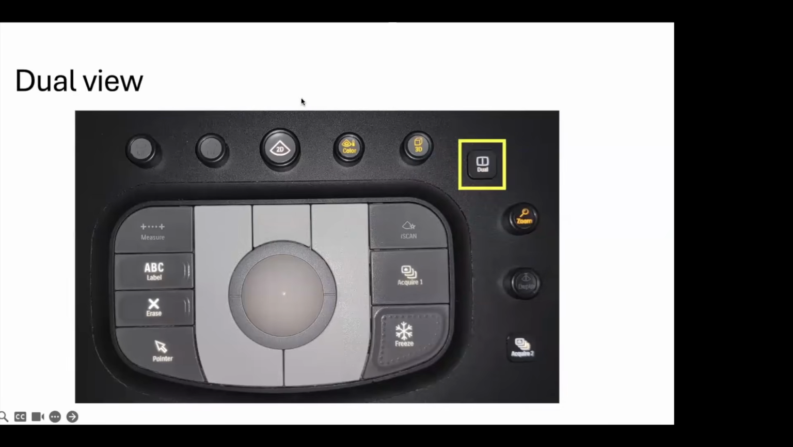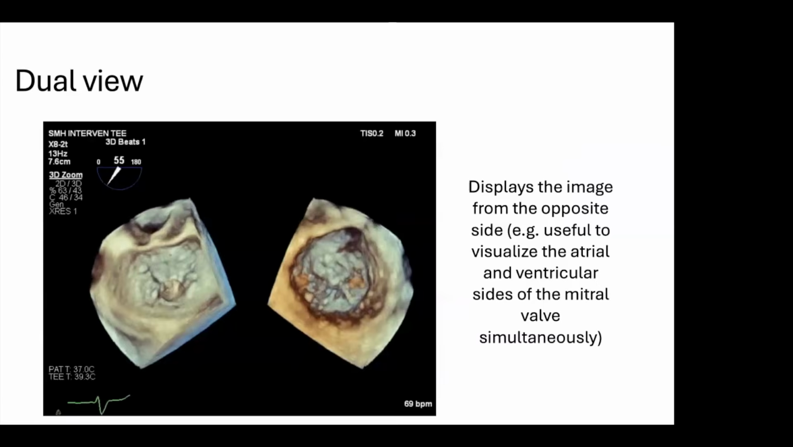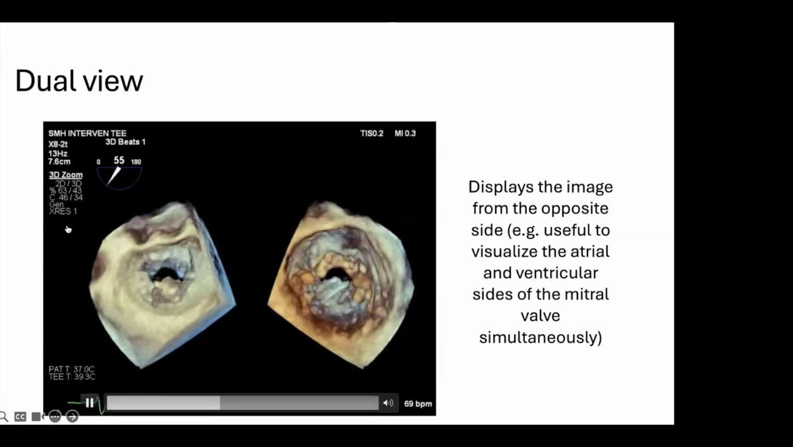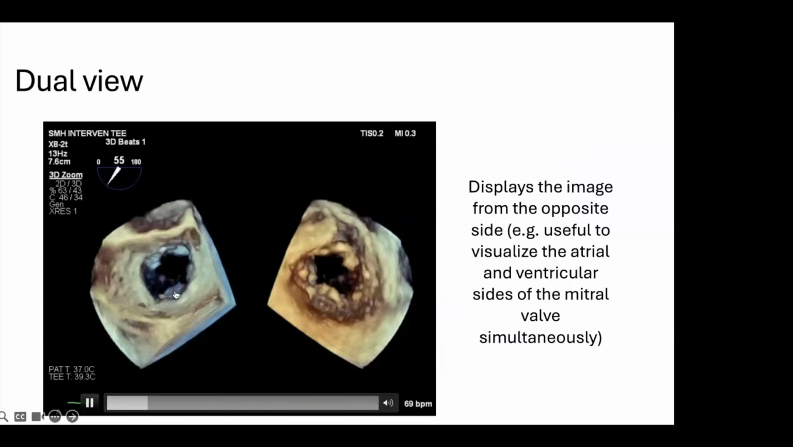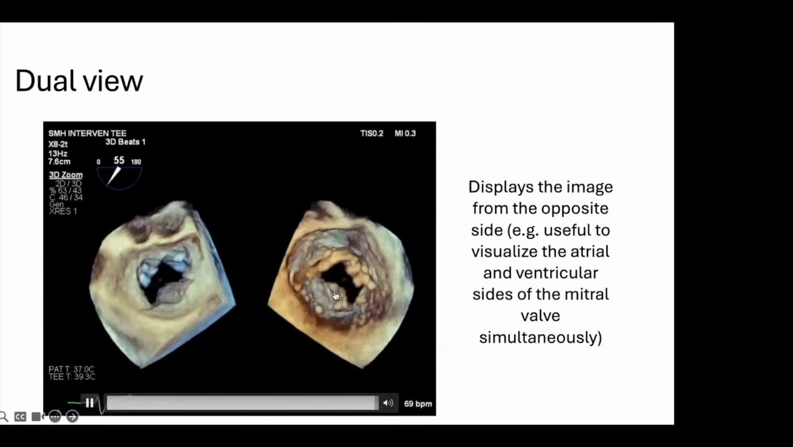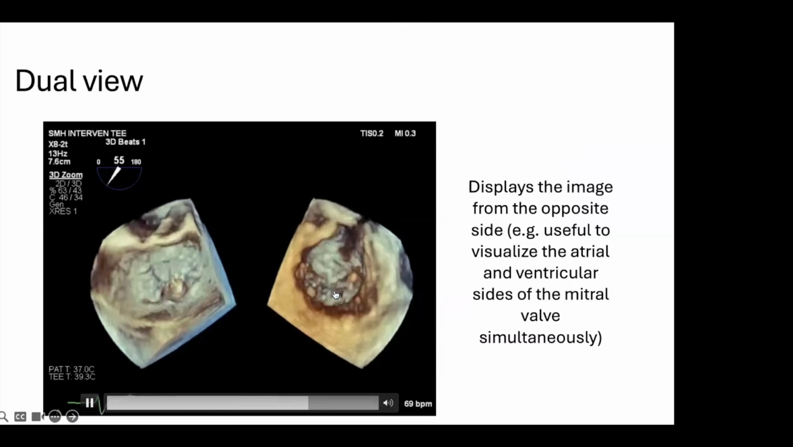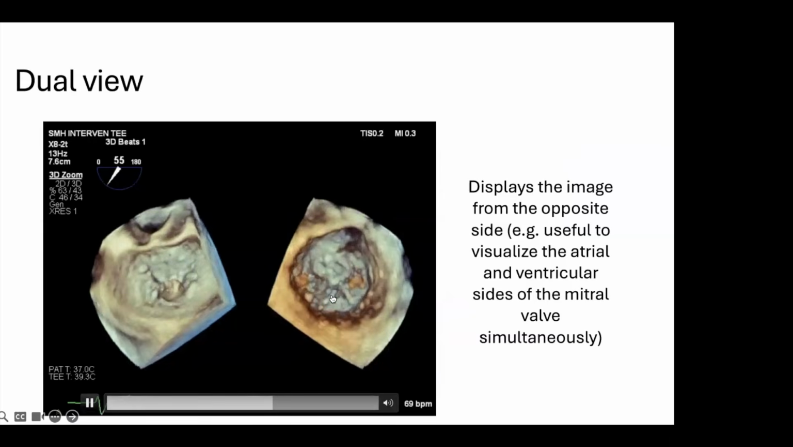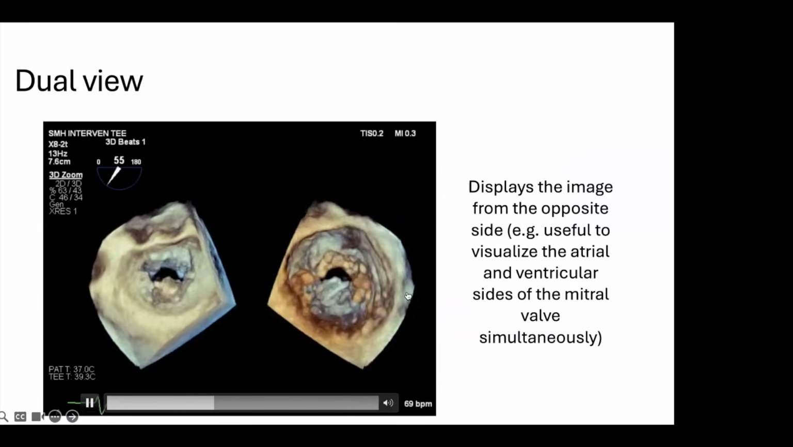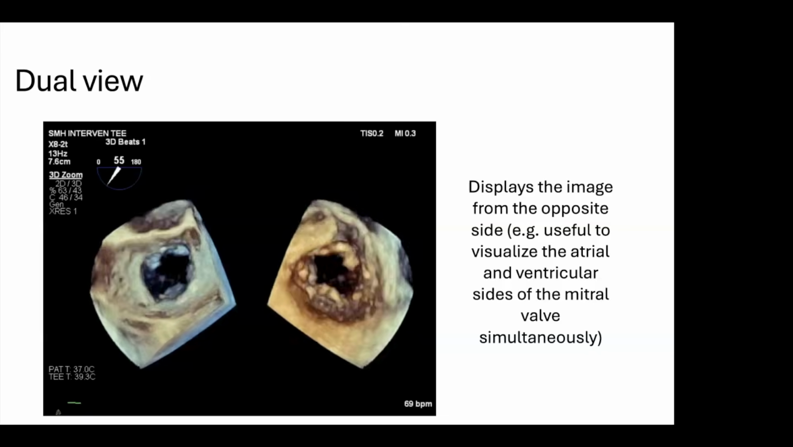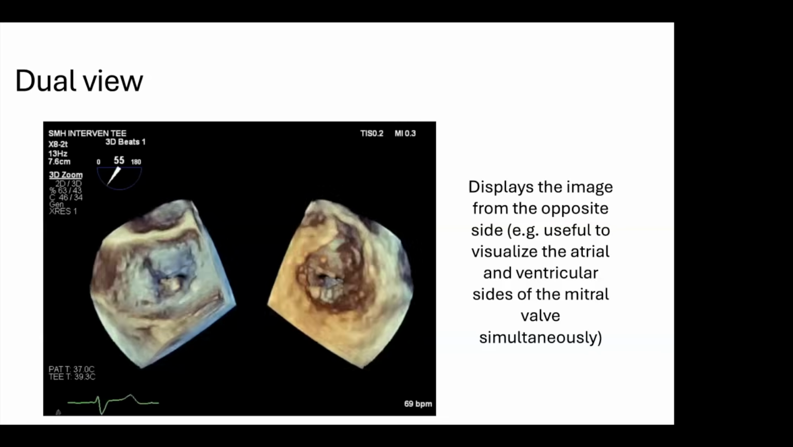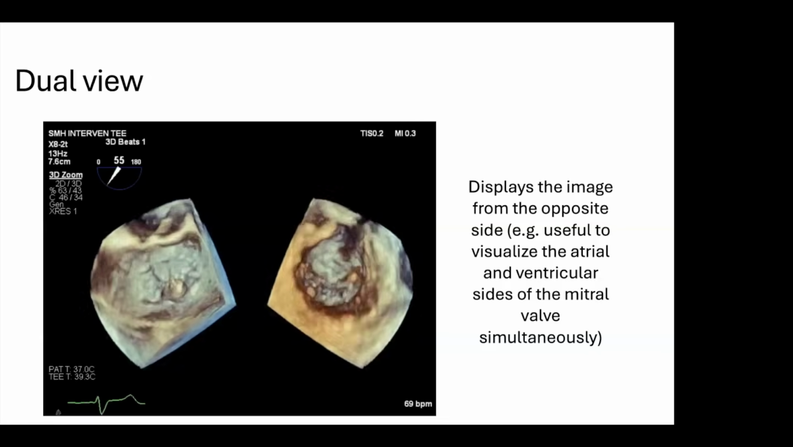Dual view is something that I find helpful. This will show the structure from the opposite side. So this is an example again of our flail mitral valve posterior segment. And so you see the atrial side on the left, and then you see the ventricular side. We actually see that flail segment coming up here on the right image there, again in the P2. And it's just kind of nice. It shows the valve from both sides, and you can apply color here and see where the color jets originate. I like the dual view.